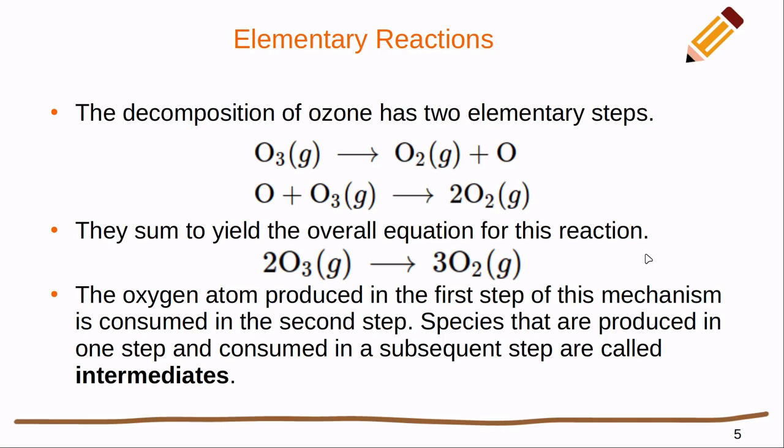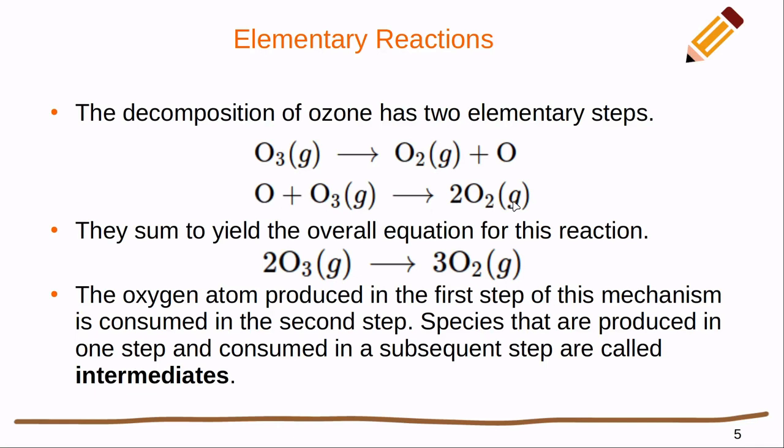So let's go over a little example here. Let's consider the decomposition of ozone. It has two elementary steps. In the first one, this O3, three oxygens bound together, is going to break down into an O2 molecule and a free oxygen atom. Then one of these free oxygen atoms is going to bump into an O3 and form two O2 molecules. It's going to take one oxygen from this guy and form two O2s.